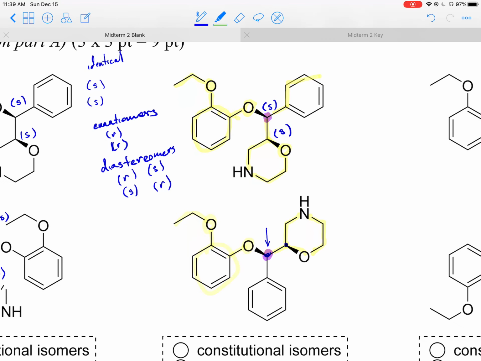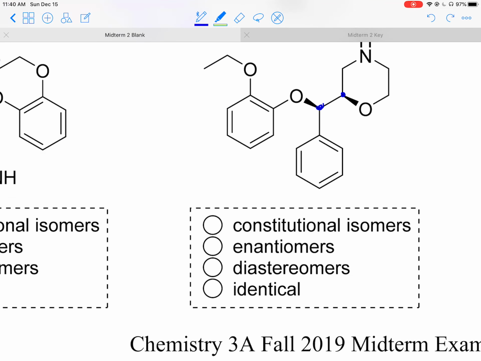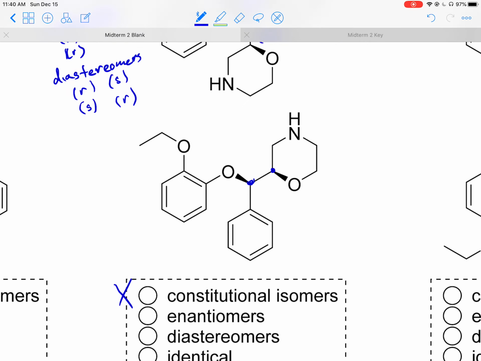They're both connected to a benzene. Okay, so everything is connected in the same order. So that means that they are not constitutional isomers. We can determine that right off the bat. So now we have to look at the stereochemistry since they're not constitutional isomers.